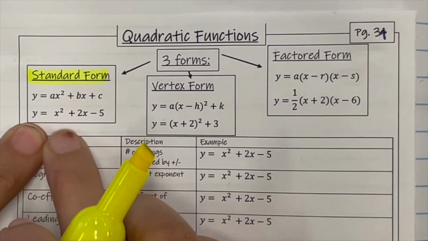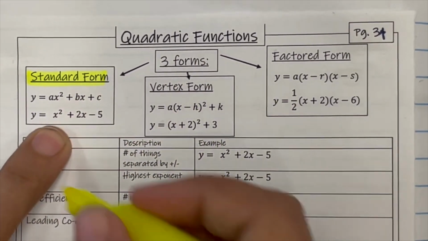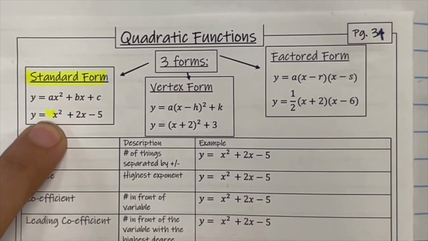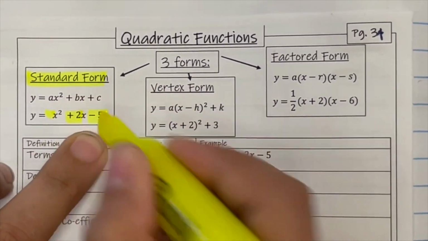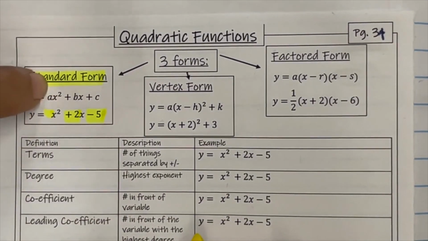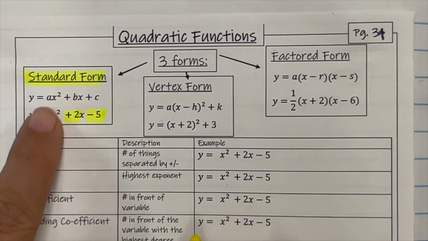Y equals x squared plus 2x minus 5. This is standard form, where you have x squared, and if there's no number there, it's an invisible 1. B right here is obviously 2. C is negative 5. So it looks like this. It goes squared, x, just a number. Okay, so that's called standard form.